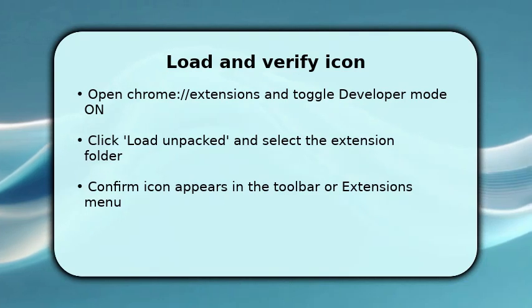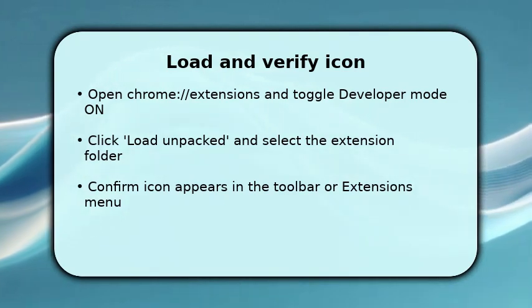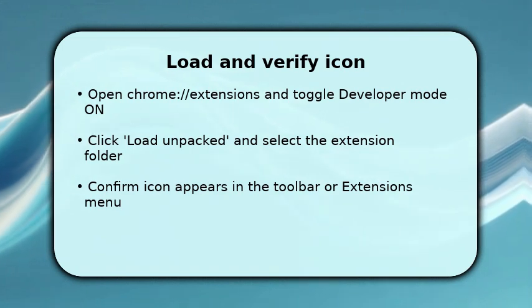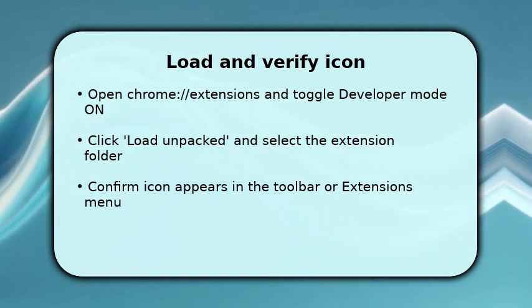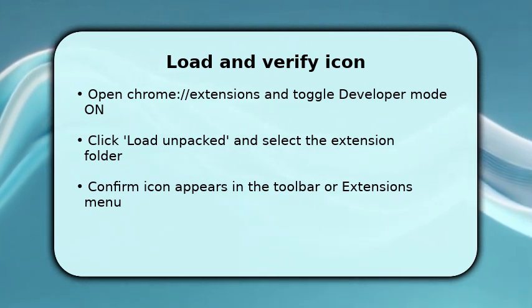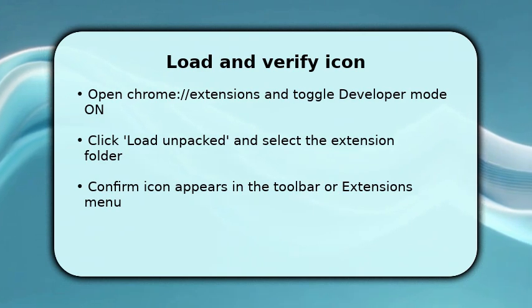Next, load the extension so Chrome registers the action entry. Open Chrome, //extensions, enable developer mode, then choose Load Unpacked and pick your extension folder. Chrome reads manifest.action and places the icon in the extensions menu or directly on the toolbar.